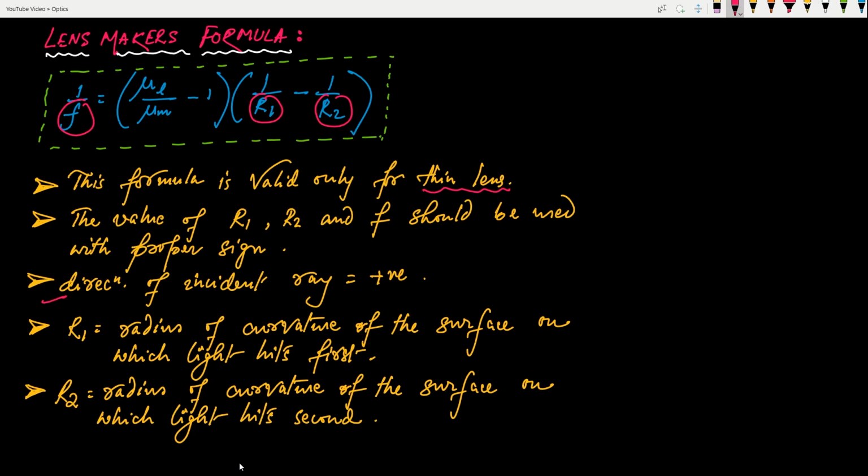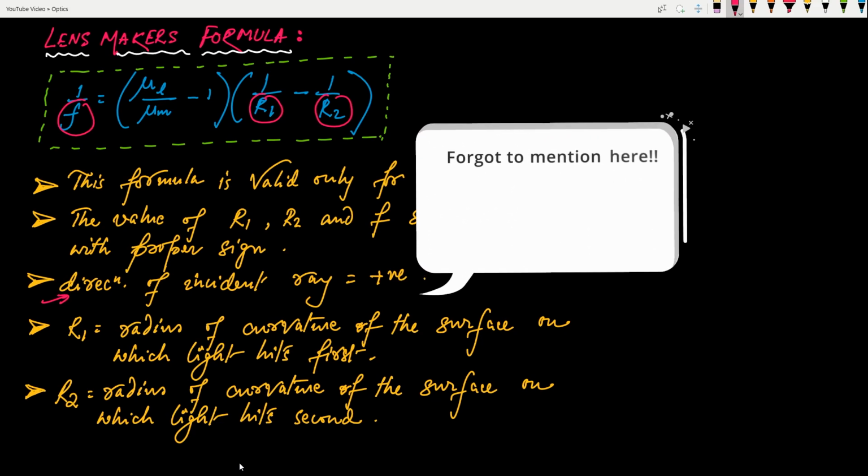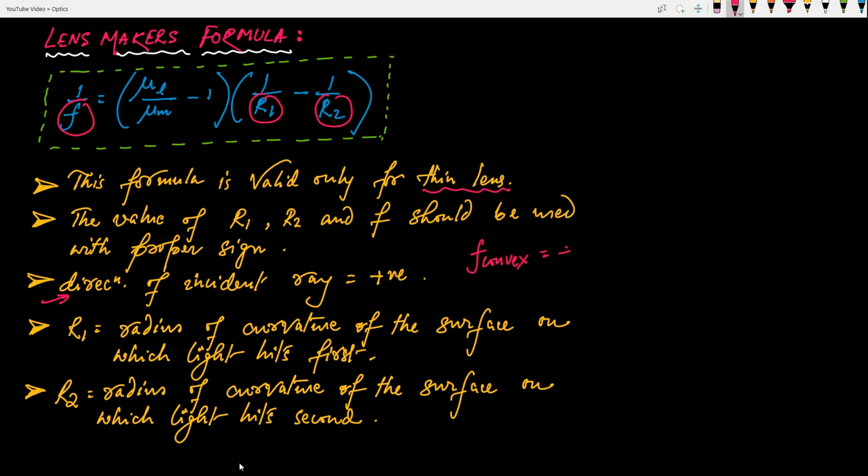As you can see here, the direction of the incident ray is taken to be positive. So any direction opposite to the incident ray will be taken as negative. For example, you need to remember that the focal length for a convex lens is taken as positive and the focal length of a concave lens is taken as negative. This has already been explained, so you need to remember it for quickly solving problems.